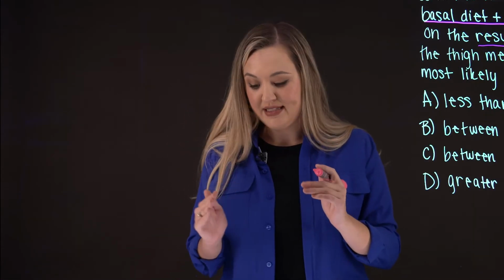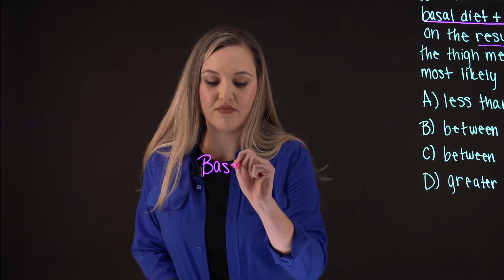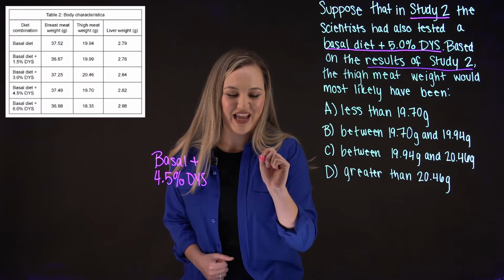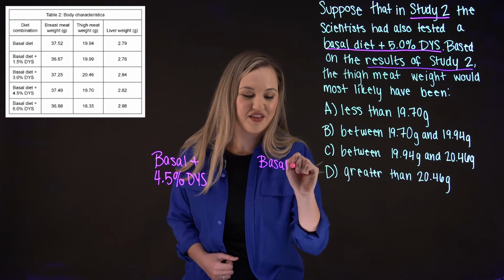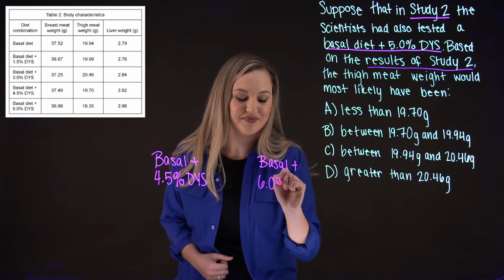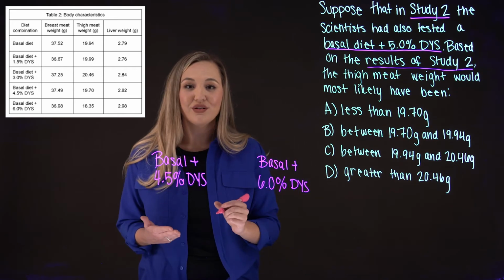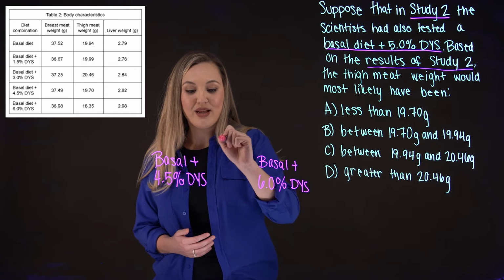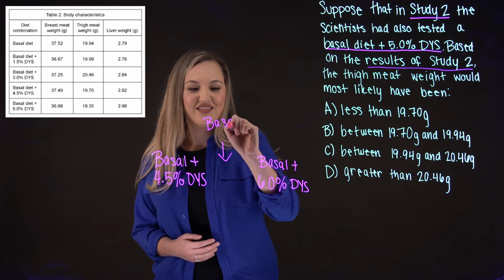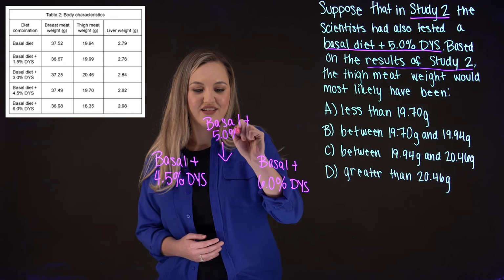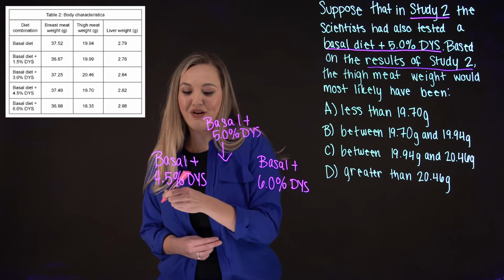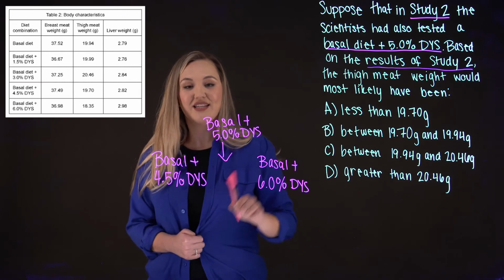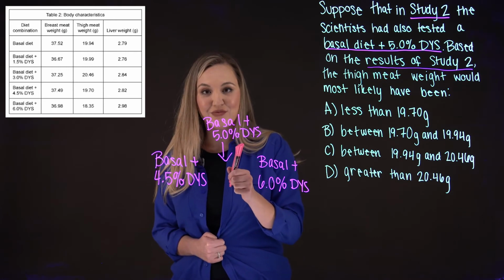What we do notice in our table is that we have basal diet plus 4.5% DYS, and we have basal diet plus 6% DYS. Now notice that the desired diet that we have in our question, basal diet plus 5% DYS, would fall right in between those two. Because 5% is right in between 4.5% and 6.0%. So we can use the results of these 2 diets to predict our thigh meat weight of the basal diet plus 5% DYS.